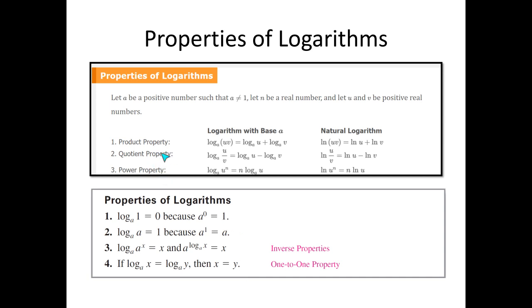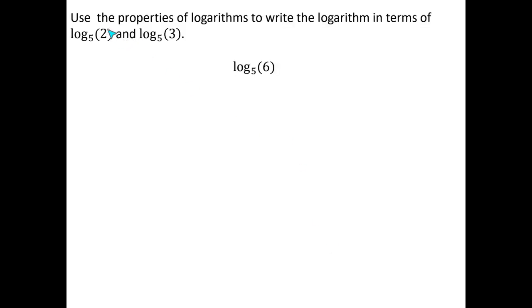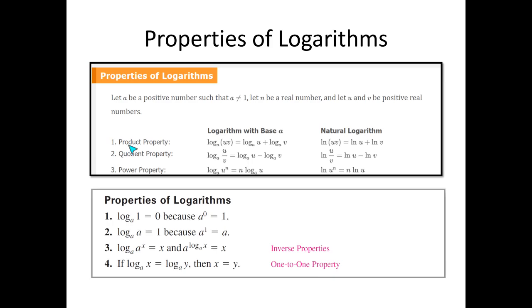We're going to focus on the top 3. It says use the properties of logarithms to write the logarithm in terms of log base 5 of 2 and log base 5 of 3. The product property tells us that if we're multiplying two expressions here, we can separate it into different logs using addition. If we are dividing, we can separate it using subtraction. And if we have an exponent here, we can bring that power, that exponent, to the front, and then we have our log.